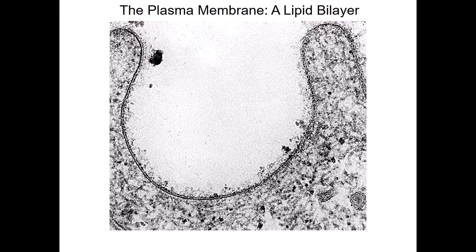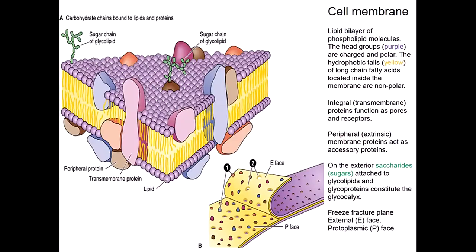So the plasma membrane is a lipid bilayer, shown here, two layers of lipids, one, two. And each lipid bilayer consists of phospholipid molecules. The heads, shown here in purple, are charged and polar. When I say polar, I mean directional. You can tell one end from the other, okay, as you can see here, because there's a knob here and not here, so it's polar. Okay, and it has hydrophobic tails. In other words, it doesn't like water or water-soluble compounds.